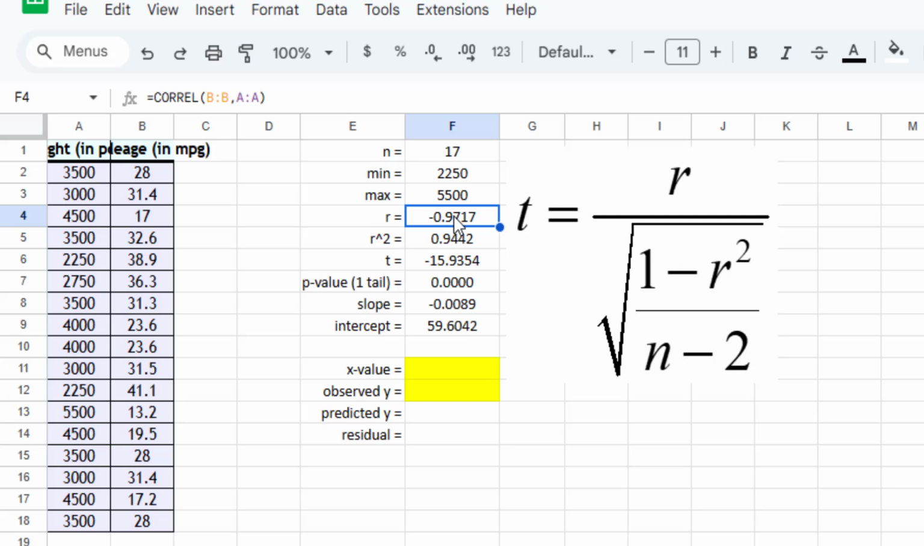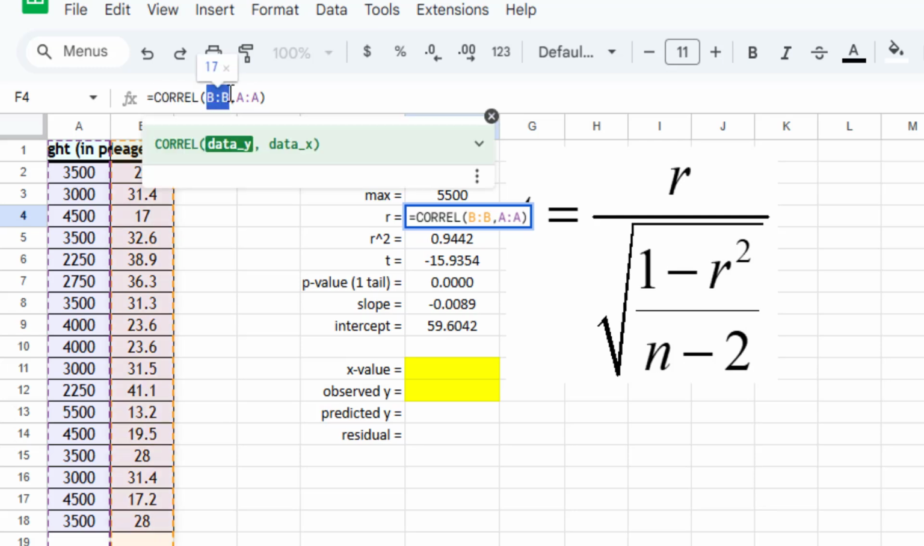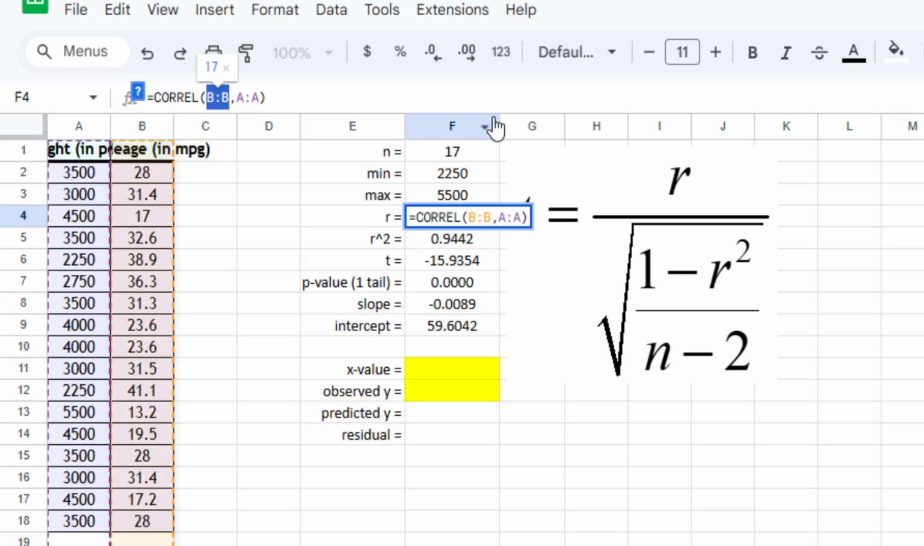This will come up in a second when we talk about that. Then I calculated the correlation coefficient R, which is very simple with the CORREL function. The one thing with the CORREL function that you have to realize is that it wants the y values first and then the x values. See how it says data y, then data x? So you have to tell it to take the column where the y values are first and then the column where the x values are.